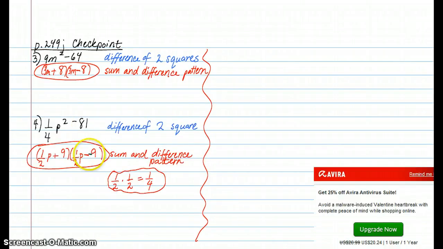Square root of 81 is 9. Square root of p squared is p. And if you think of 1/4 as the square root of 1 over the square root of 4, you'll get 1/2. Or think 1/2 times 1/2 equals 1/4. So it's 1/2 p plus 9 times 1/2 p minus 9. That is a sum and difference pattern. That is the factored form of this difference of squares problem.